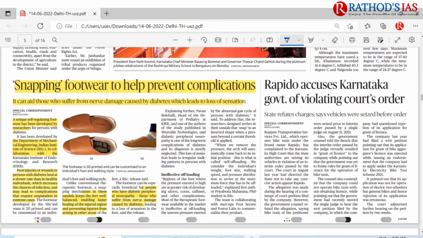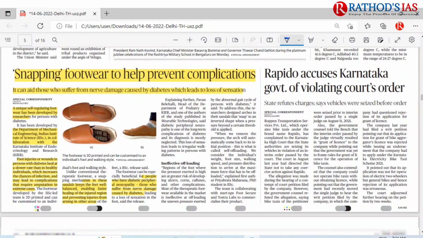There are some advantages of this footwear. It will be helpful for maintaining a well-balanced gait, and it enables faster healing of the injured region as well. It will also prevent injuries from arising in other areas of the feet. It will be helpful for people who are mainly suffering from diabetic peripheral neuropathy, who face nerve damage mainly caused by diabetes.